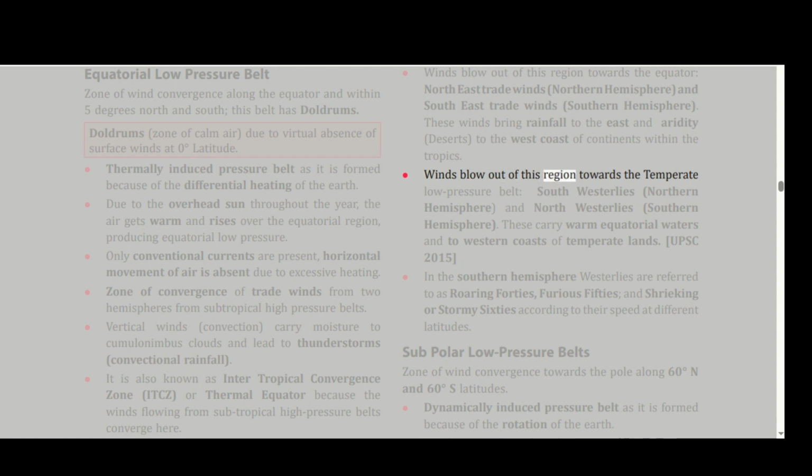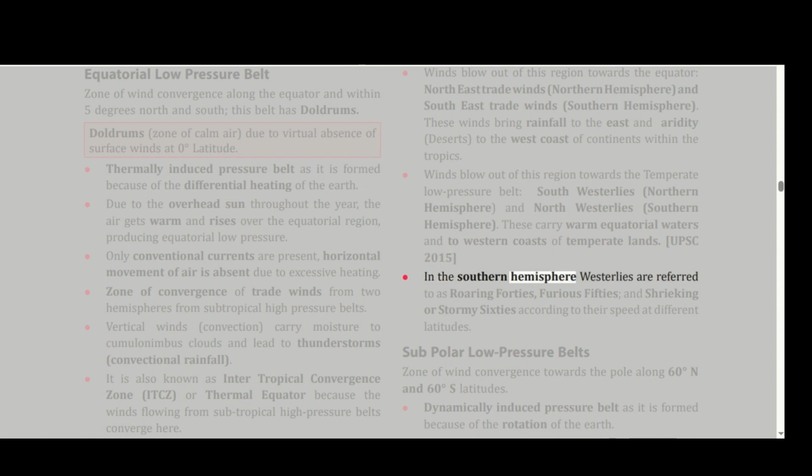Winds also blow out of this region towards the temperate low-pressure belt: southwesterlies in the northern hemisphere, and northwesterlies in the southern hemisphere. These carry warm equatorial waters into western coasts of temperate lands. UPSC 2015.